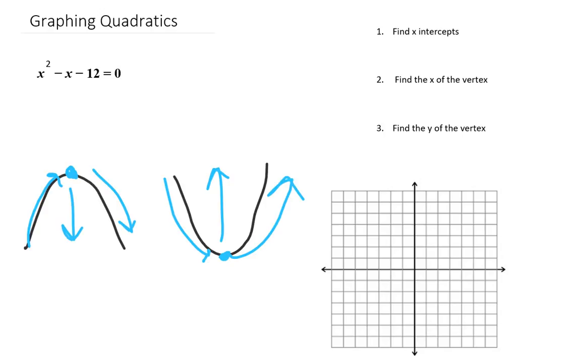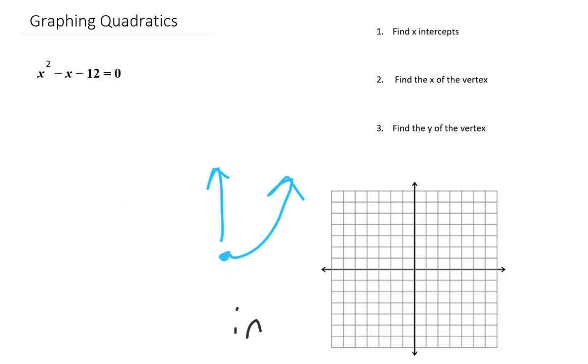The other thing I want you to realize about these is when it's facing down, this is a maximum value, or the peak of that hill or mountaintop. This, when it's facing up, is a minimum value, or the valley of that drop, or whatever you want to call it. So we're looking at a minimum or a maximum value depending on what kind of function we're looking at.